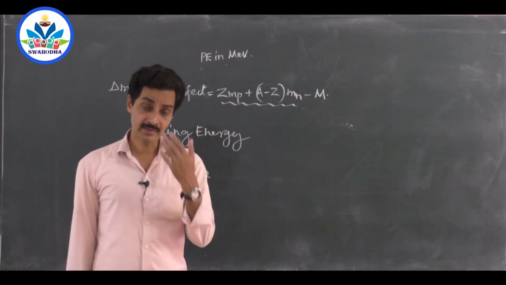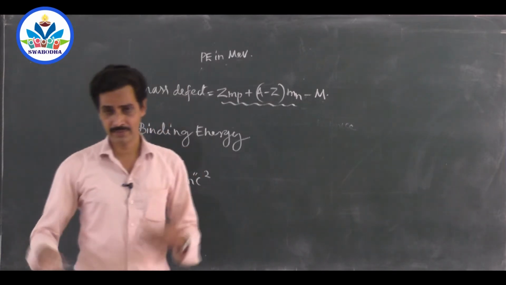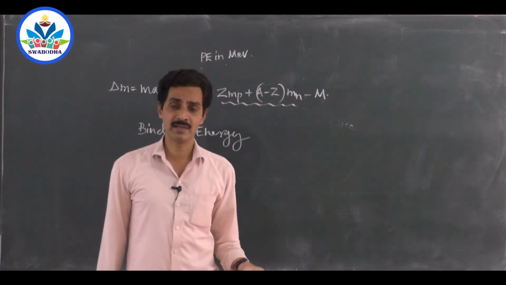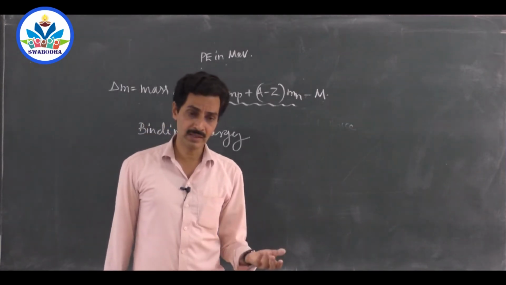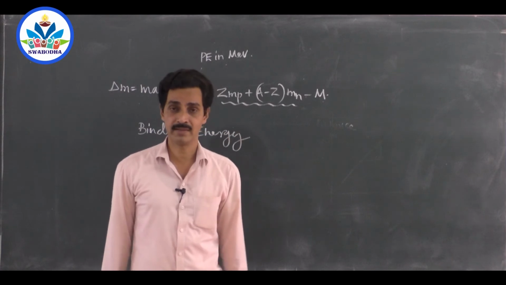So the mass of a proton or neutron itself is 1.66 and some digits into 10 to the power minus 27 kg. So when you form a nucleus, you are losing a small amount of mass. That itself will be in the order of 10 to the power minus 27 kg.